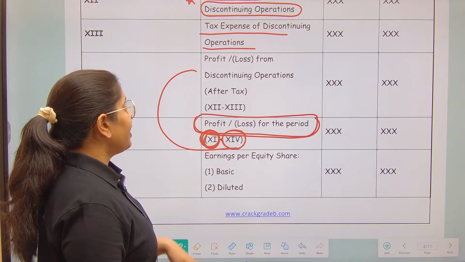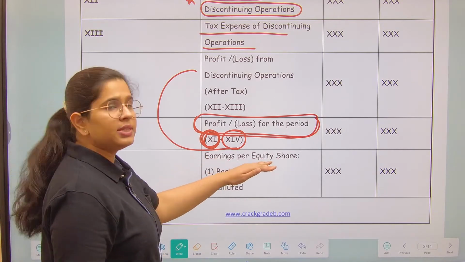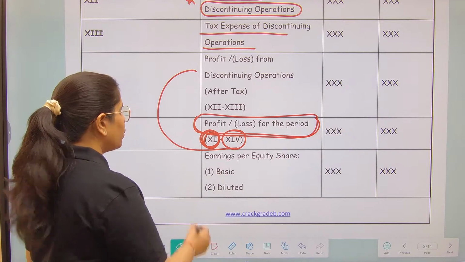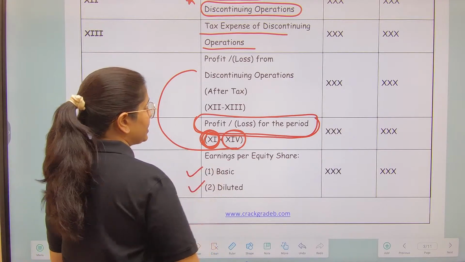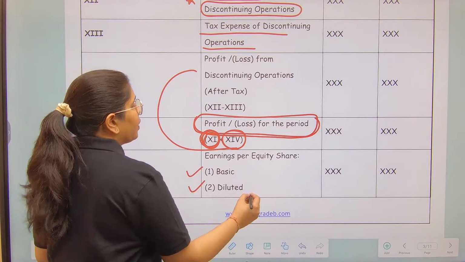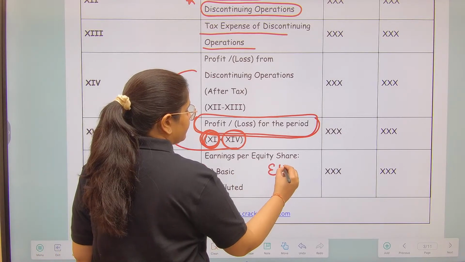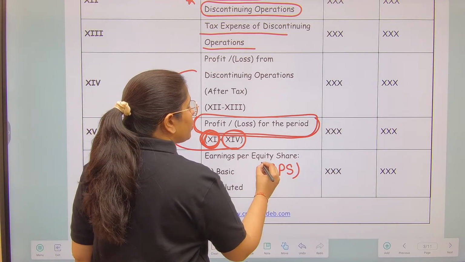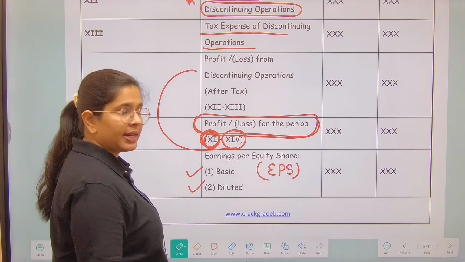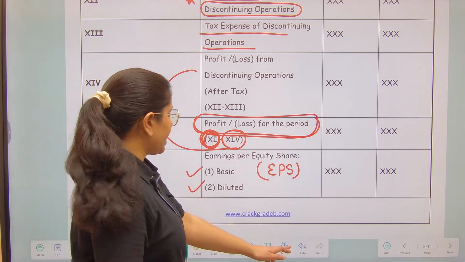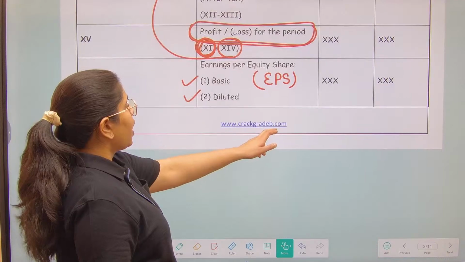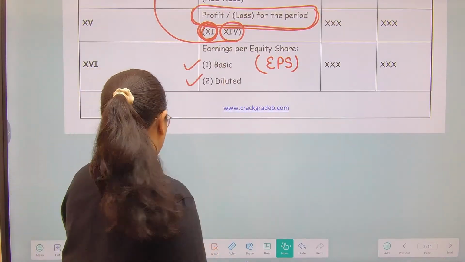Right? Finally, we have reached earnings per equity share. There are two concepts, basic and diluted. Earnings per equity share is the EPS, which you have to show in your P&L statement. Now let's see how this is calculated. First, I am going to tell you how basic EPS is calculated.